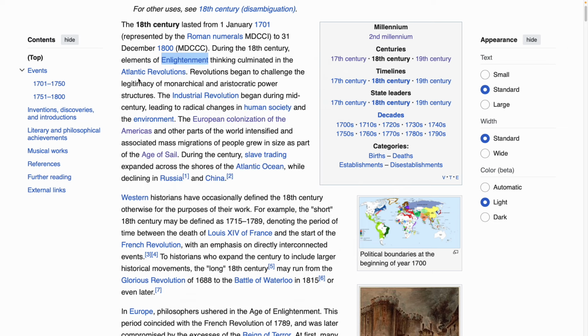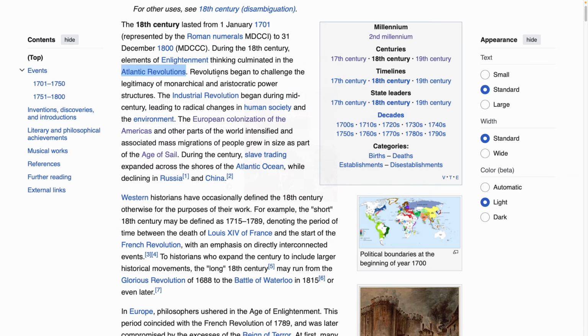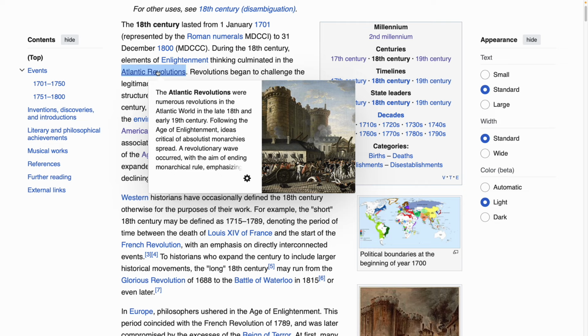There's this term also, Atlantic revolutions. Atlantic revolutions that were a culmination of the Enlightenment were numerous revolutions in the Atlantic world in the late 18th and early 19th, so that's the 1700s and the 1800s, following the Age of Enlightenment. Atlantic world, I'm assuming, is anything that's around the Atlantic Ocean. So that would be, I guess, the eastern coast of the United States, and then Western Europe, I think.